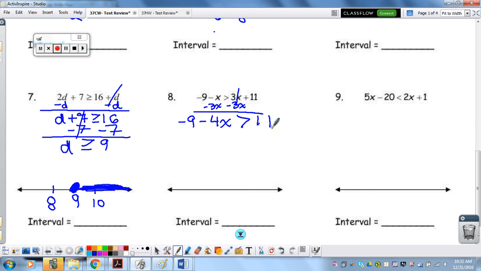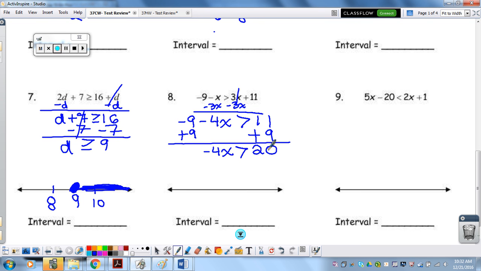Okay? Now you've got to say, is my letter by itself? It is not by itself. I see that it's a negative 9. The opposite of negative is a positive. And remember, what you do to one side, you have to do to the other side. Okay. And 11 plus 9 is 20.